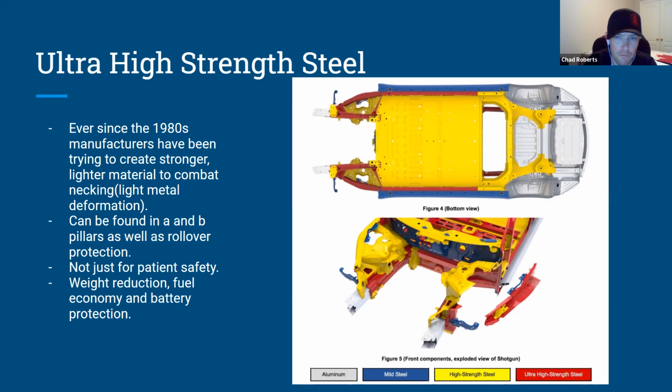This is a cutout of a Tesla, which gives you an idea of what we've got. The red, if you can't see the writing, is your ultra high strength steel, your yellow is your high strength steel, and then you have your mild, which is your blue. With a lot of these vehicles, aluminum makes up a lot of the body parts, but it doesn't make up the structural. With things like Tesla, a lot of the doors and everything are made of aluminum.